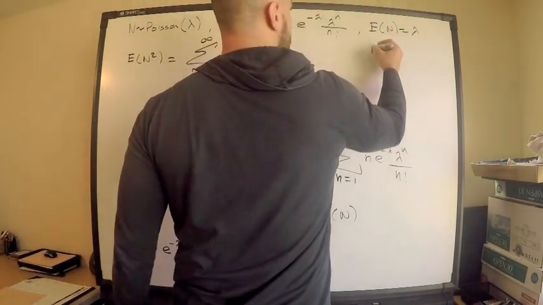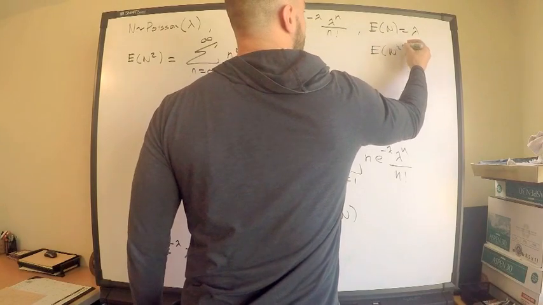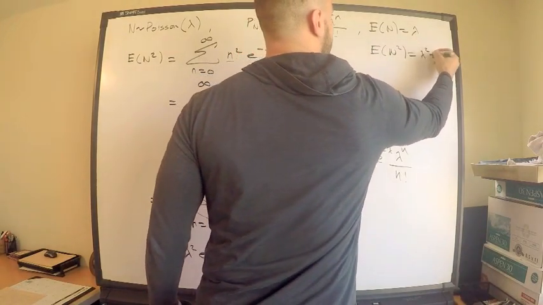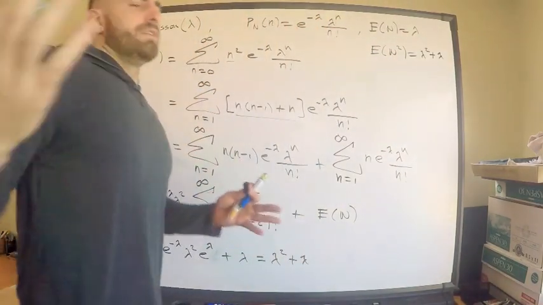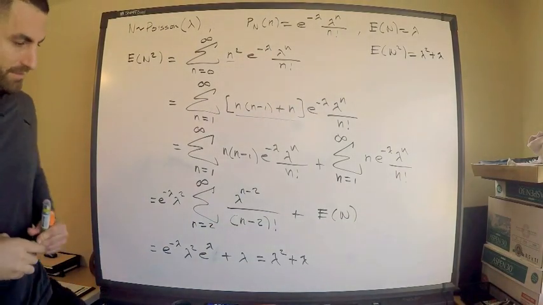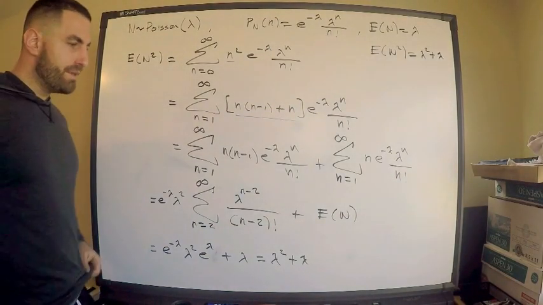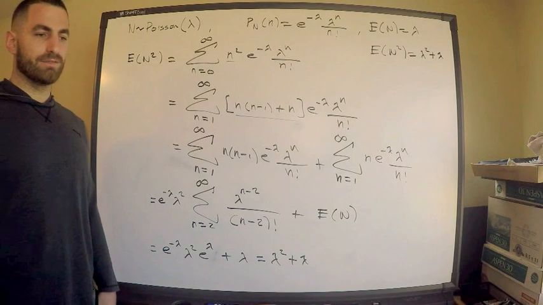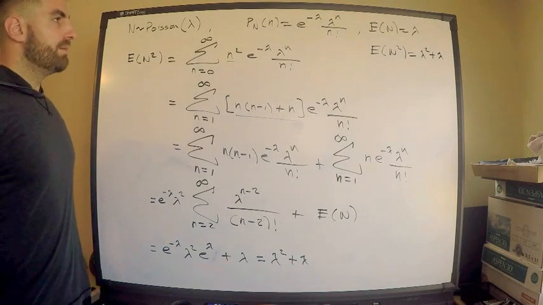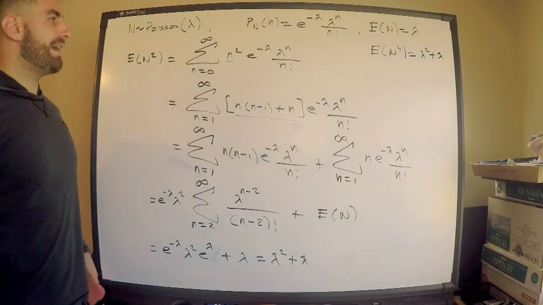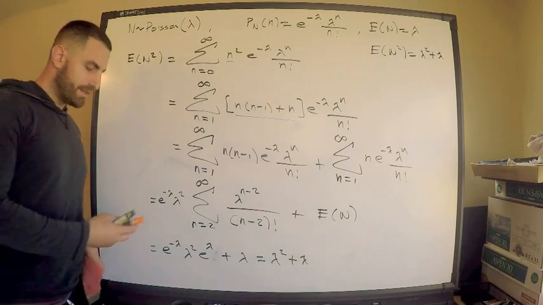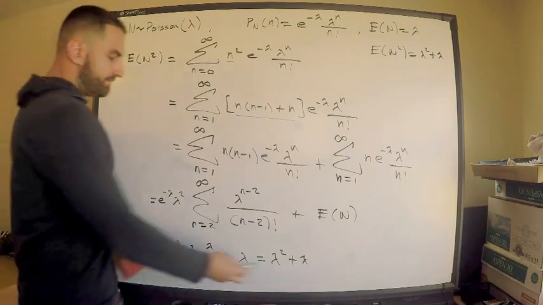I'll record the information here. The second moment is lambda squared plus lambda. This is not really anything of importance in terms of studying for exam P. It's not something that really comes up that's really useful. But I do want to use it to derive the variance, which is absolutely useful. So this is what we get for the second moment.